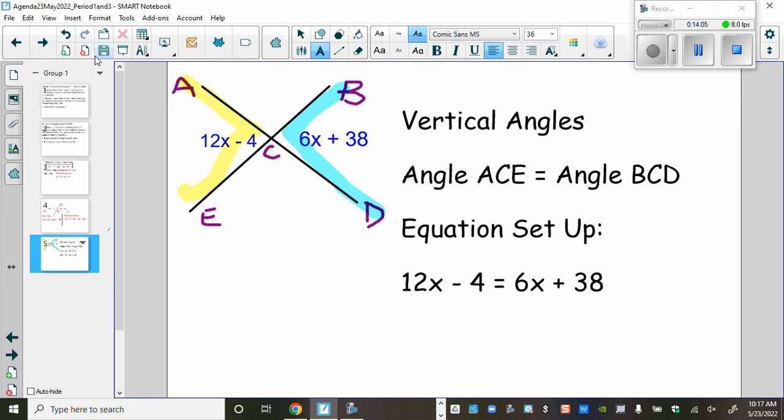All right. Any questions? A lot of it is what equals 180 versus what's equal to each other.